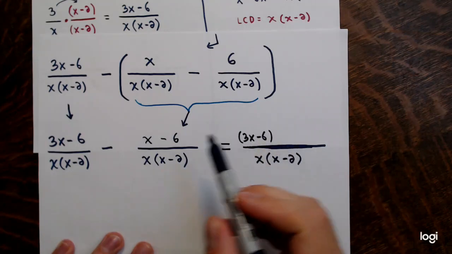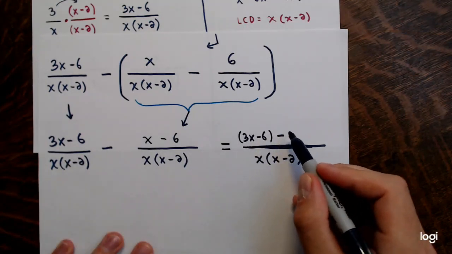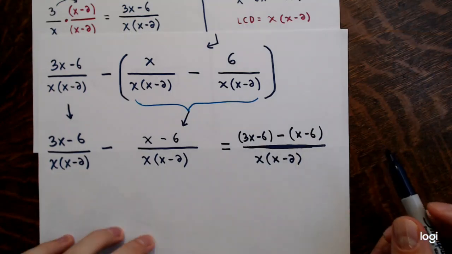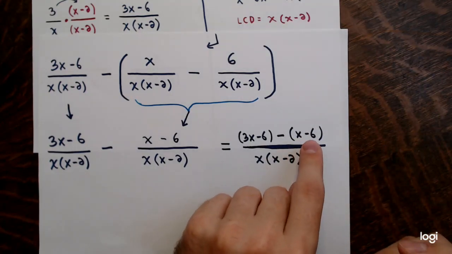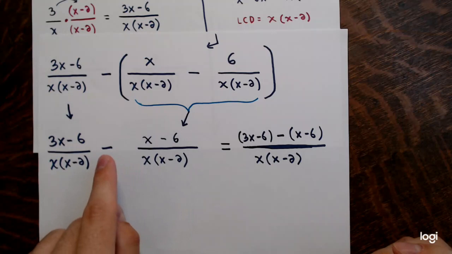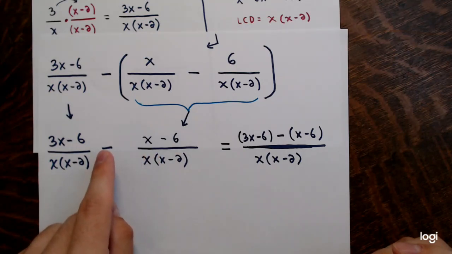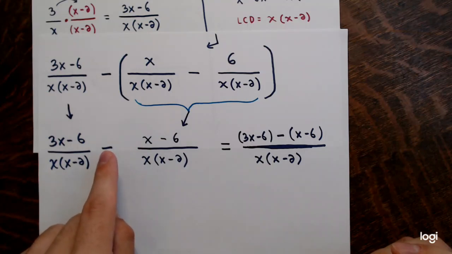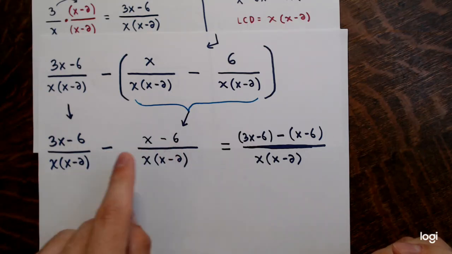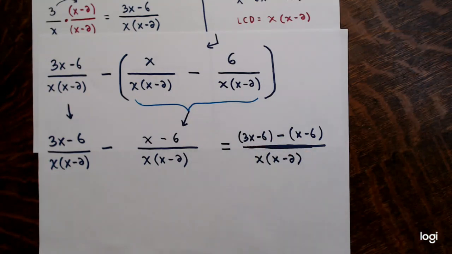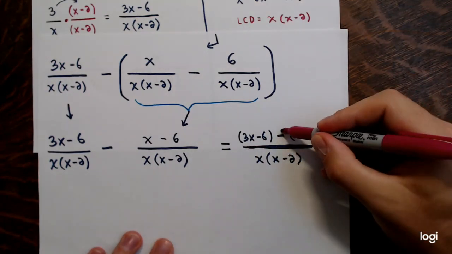The first numerator, minus, and then the quantity x minus 6, right? The second numerator. And be aware that you must put the parentheses around these two terms. Because when you're subtracting this fraction here, you're not just subtracting the first term, just the x. You're subtracting this entire numerator from that entire numerator.